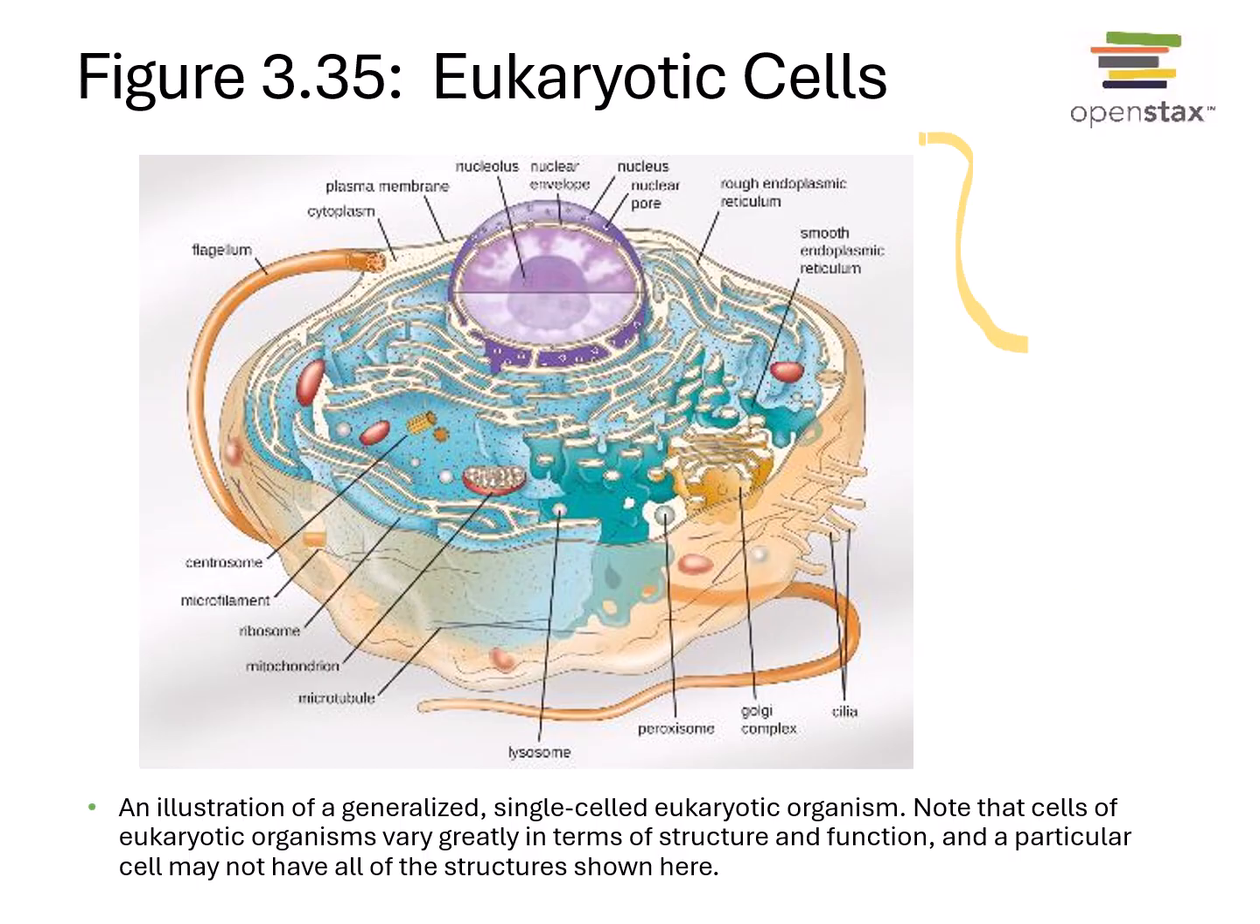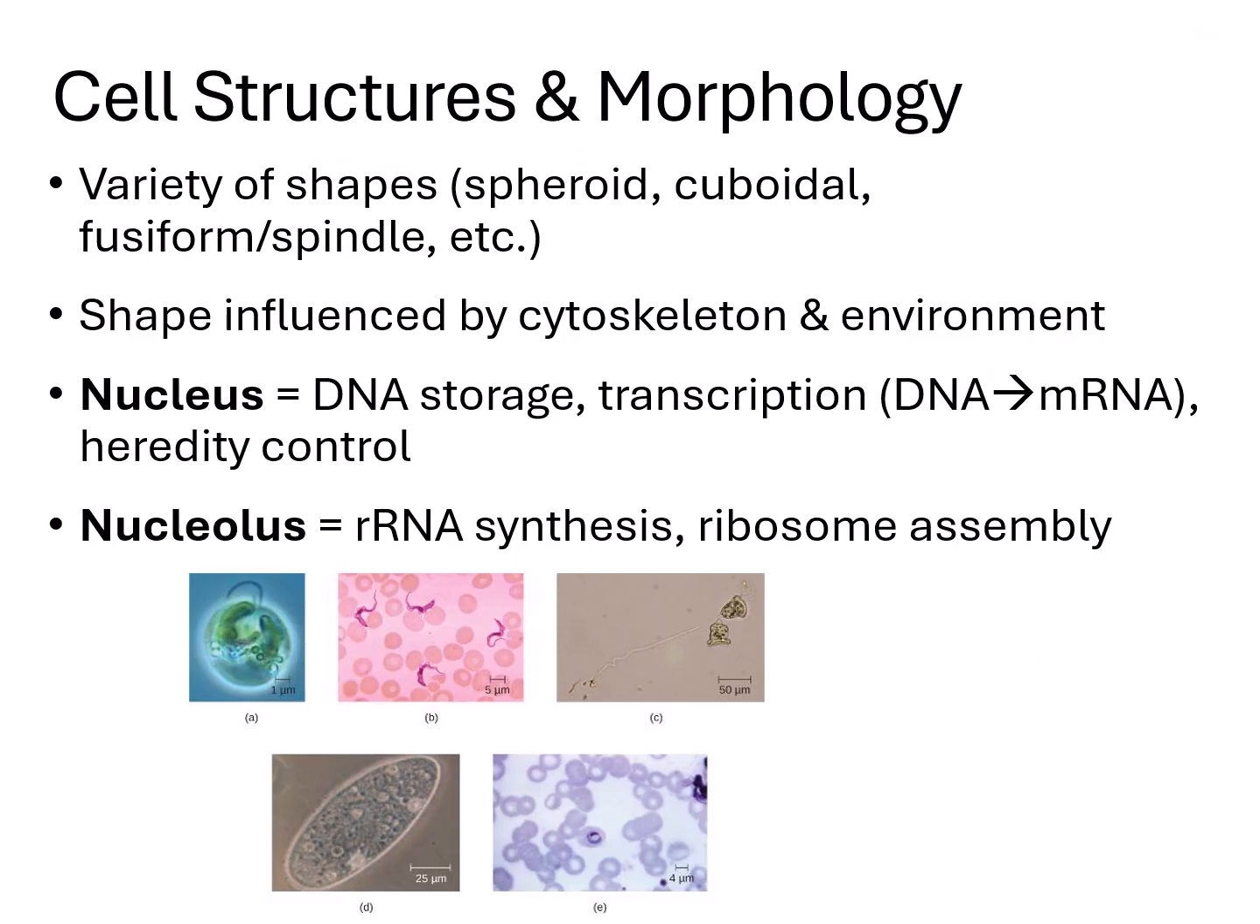Here is a general picture of a eukaryotic cell. You can see this large nucleus. It's much larger and more complex than prokaryotic cells are, and we see a lot more membrane-bound structures than we do in prokaryotes, since they did not have any membrane-bound organelles. Unlike prokaryotes, which have primarily spherical or rod-shaped cells, for eukaryotes, their shapes really vary. Some shapes include spheroid, cuboidal, fusiform, which means spindle-shaped, and there are many, many others. The shape is influenced by the cytoskeleton, but also by the environment.